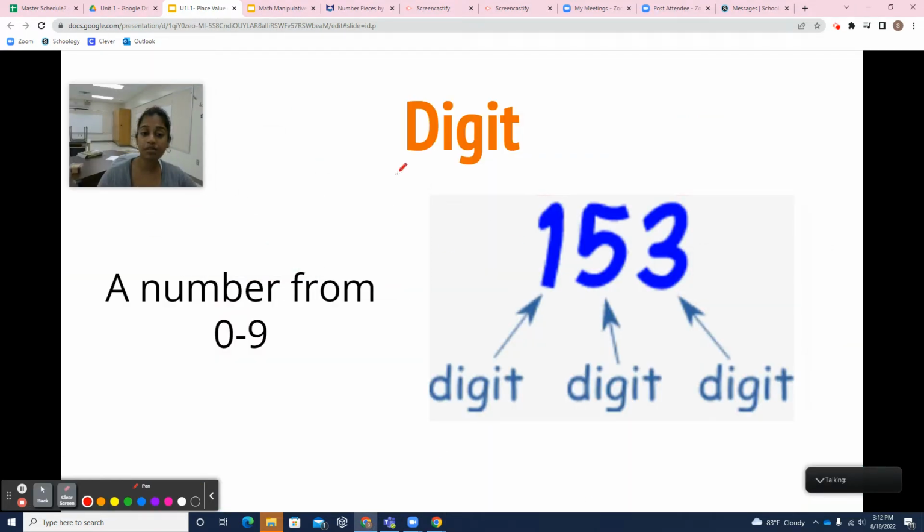Our first vocabulary word is digit. A digit is a number from 0 to 9, and it's going to be just one of those numbers. Over here we have 153, and the 1, the 5, and the 3 are our digits. So a digit is just our numbers from 0 to 9.